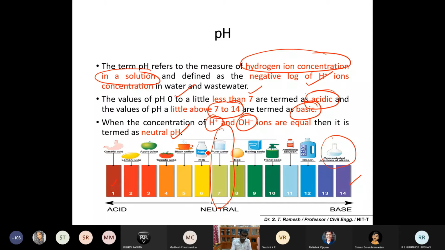Most of the food products we eat are in the range of 1 to almost 8.5. So please make a note of this, 1 to 8.5. And if you have a habit of consuming a lot of juices like apple, lemon or tomato, you may get a pH in your stomach in the range of 3 to 3.5. That is also not good. People say it is not good for your health. Sometimes it can damage your intestine or inner lining.